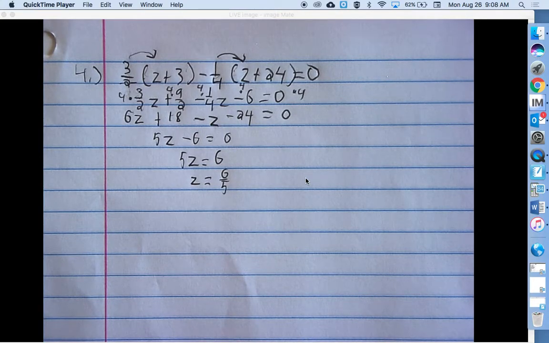So first, I distributed the three halves and -1/4, and then after I did that, I multiplied everything by the common factor of 4, so I could get rid of fractions. And then after that, I just combined like terms, and then I just solved for Z after that.